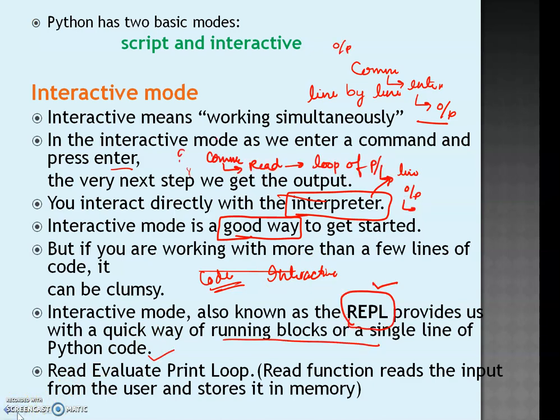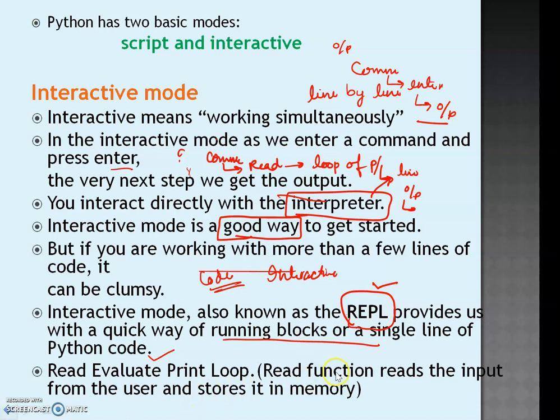The other name for interactive mode is REPL mode. REPL is nothing but read, evaluate, print, loop. It provides us a quick way of running blocks or single lines of Python code and gives you the output at the very next level itself. That means the interpreter will help you in evaluating each code line at that very instant.